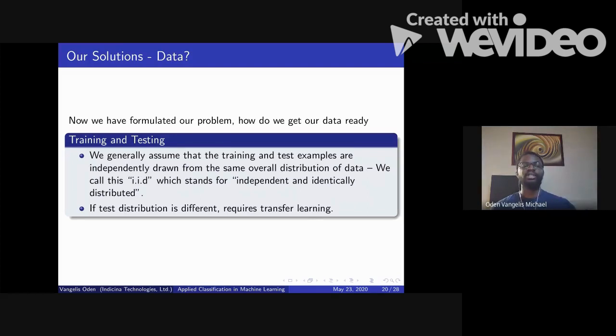But one of the major parts of learning is the data. The data is the most important part of what we are trying to do. Without the data, we cannot build the systems we need. So we have to formulate our problem. How do we get our data ready?